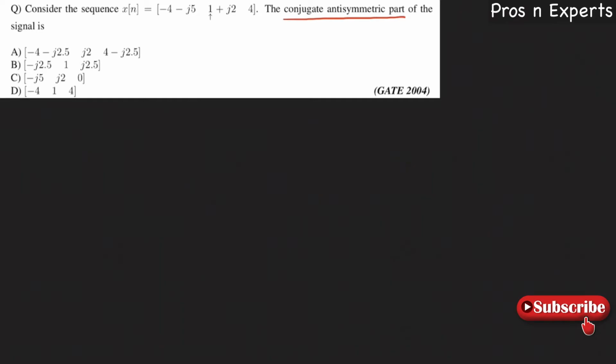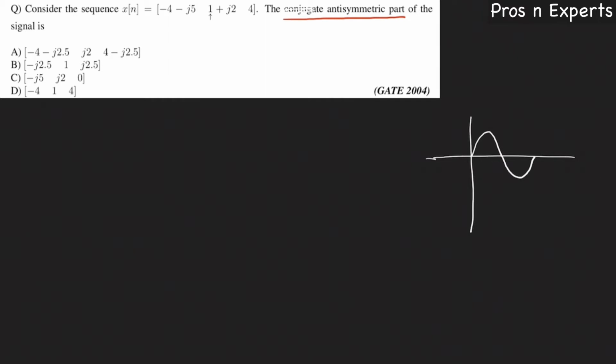Conjugate antisymmetry. What is antisymmetry? Just for the time being, you just leave the word conjugate. Let's see what is antisymmetric. I will tell you with an example. This is a sine function, right? F of x equal to sine x.